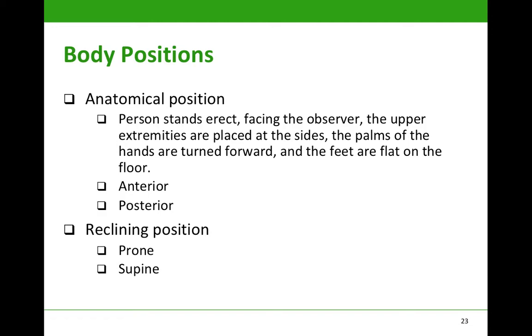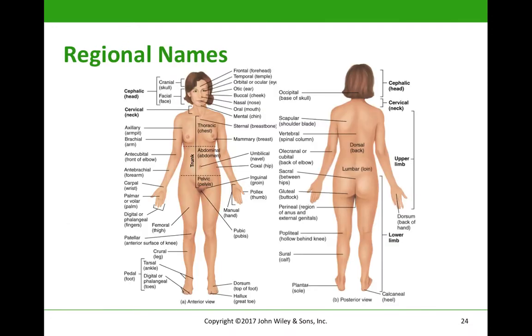When a person reclines, if they lie face down, they're in the prone position. And then if they lie face up, that would be the supine position. So supine position, you can kind of think spine. Their spine is what is down or in contact with the surface.